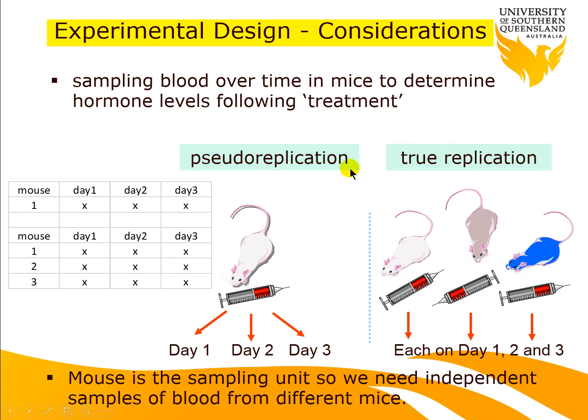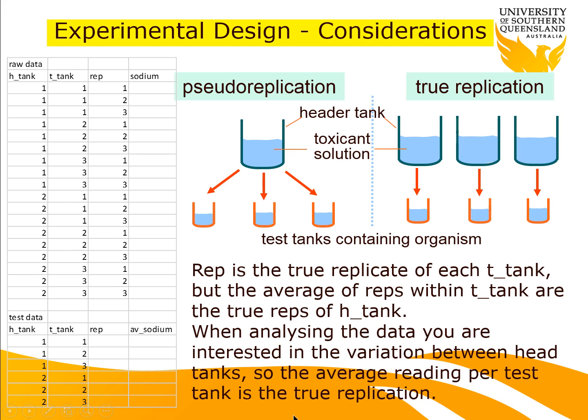If we look at our mice, you can see here I've got 1 mouse and I'm measuring on day 1, day 2, day 3. So I don't have replication of mouse. Mouse is my sampling unit. So what I need is more than 1 mouse. Now I've got replication of day 1, day 2, and day 3. So mouse is the sampling unit, so we need independent samples of blood from different mice.